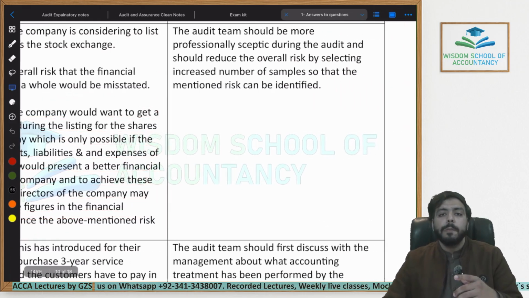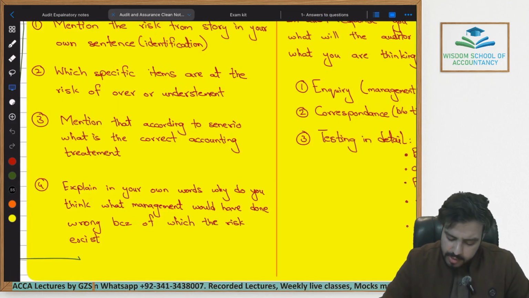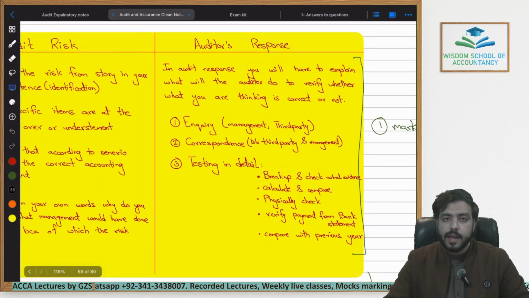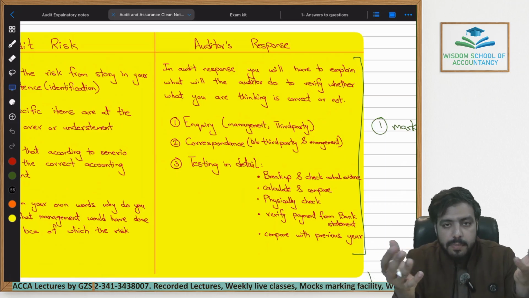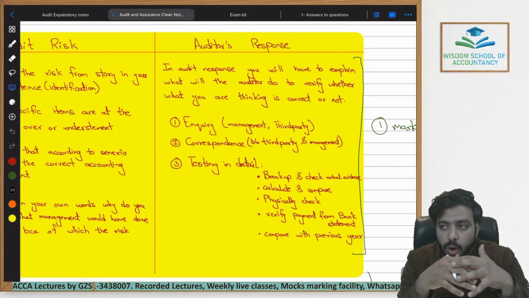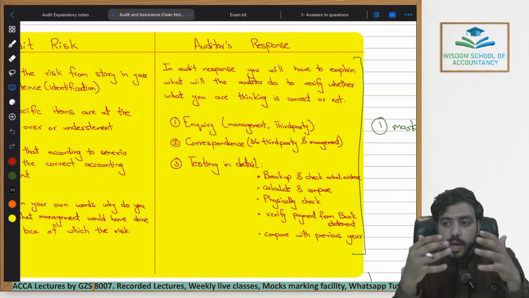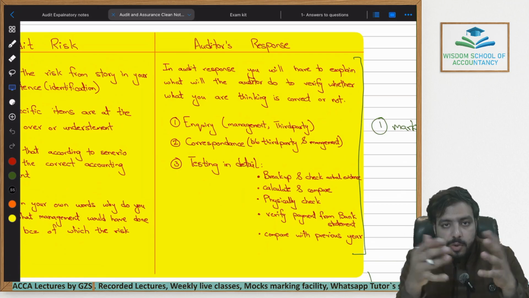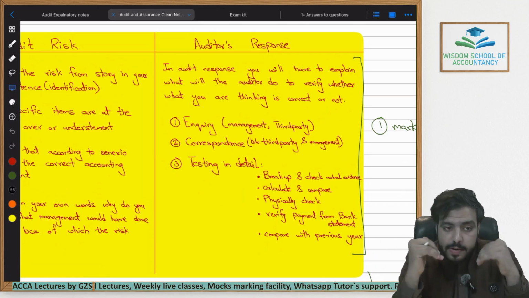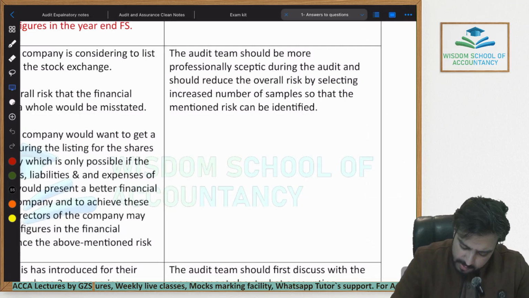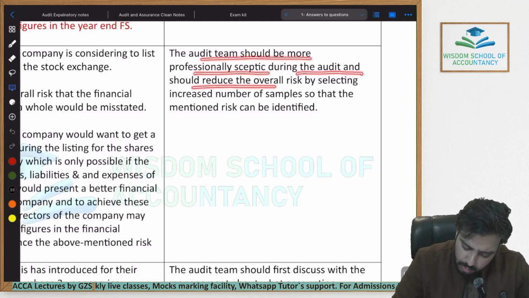Now, what is the appropriate response in this case? I told you that the appropriate response in a generic risk is to send an overall experienced audit team, increase the number of samples, and also be more professionally skeptic, and you can test more things. So the overall detection risk in this case as well is reduced. Coming towards my answer, the audit team should be more professionally skeptic during the audit and should reduce the overall risk by selecting an increased number of samples so that the mentioned risk can be identified.